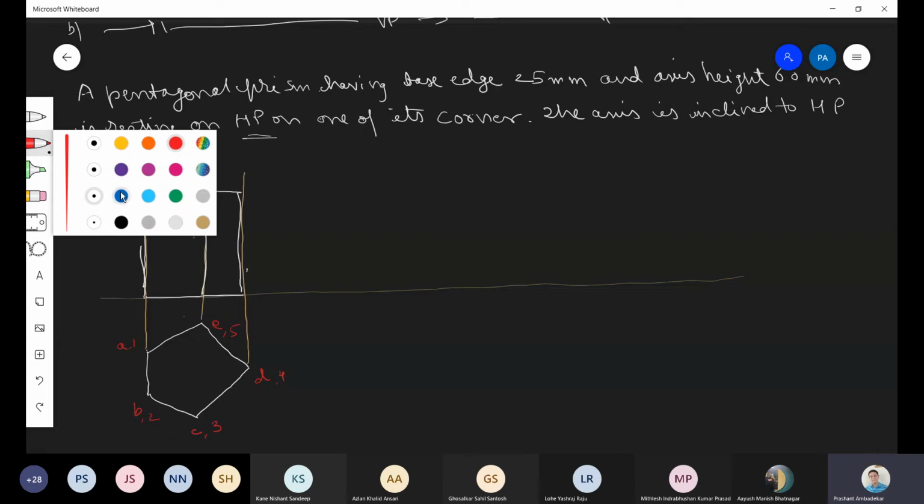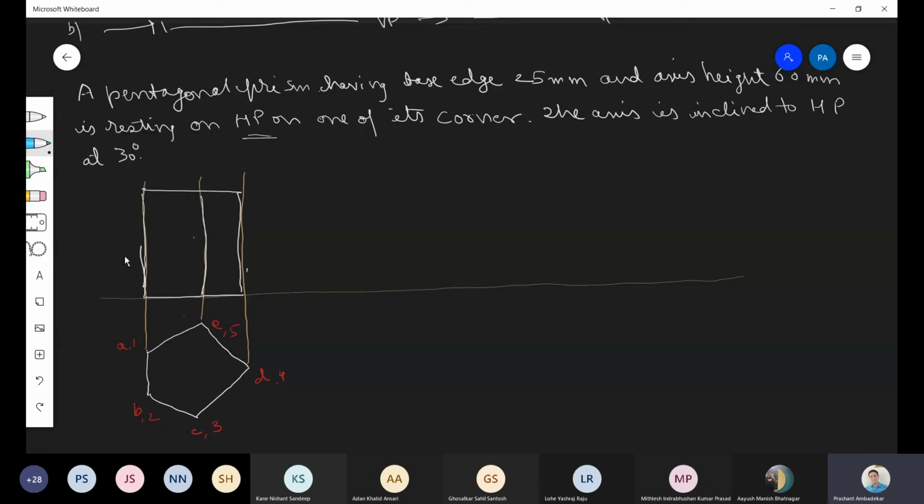Let me use another color for naming this view. So let us take this as A dash, B dash. This is C dash, E dash, and this will be D dash. So this will be 4 dash. This is 3 dash, 5 dash, 1 dash, 2 dash. Okay, is this much clear to all of you?